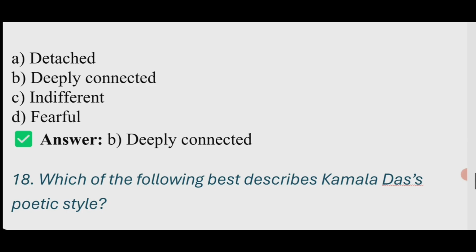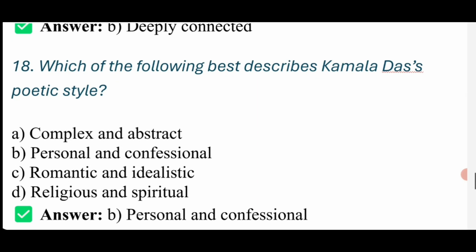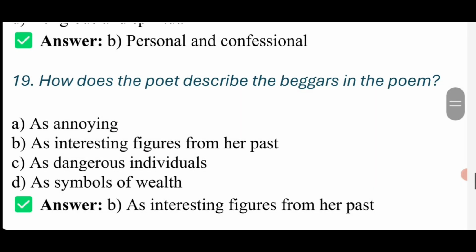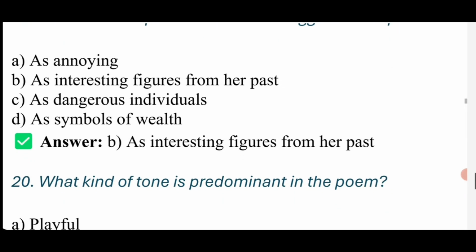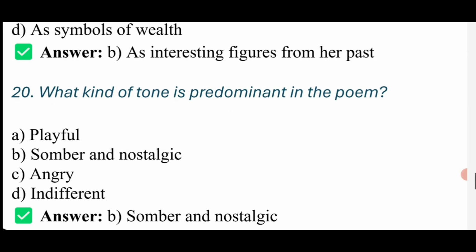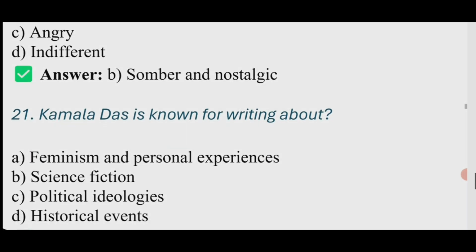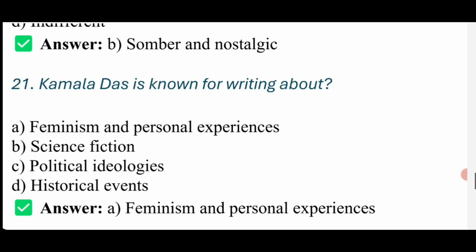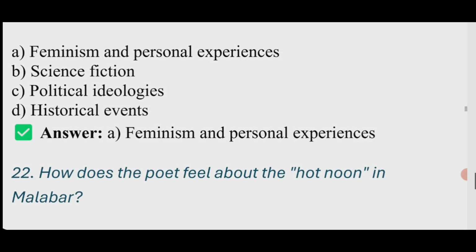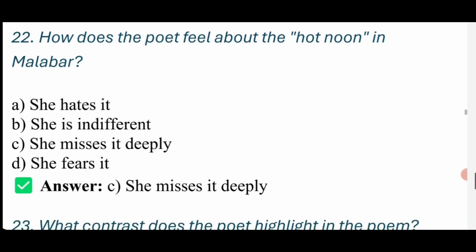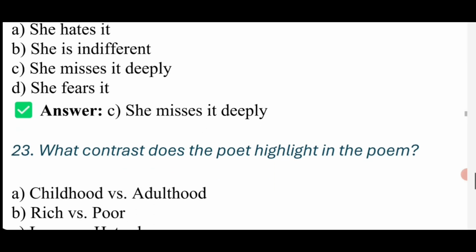Which of the following best describes Kamala Das' poetic style? The personal and confessional. How does the poet describe the beggars in the poem? She described them as interesting figures from her past. What kind of tone is predominant in this poem? The somber and nostalgic tone. Kamala Das is known for writing about what? Feminism and personal experiences. How does the poet feel about the hot noon in Malabar? She misses it deeply.